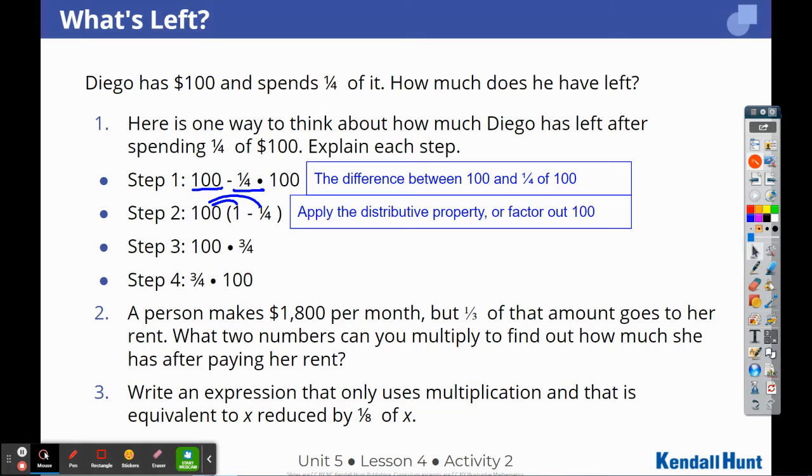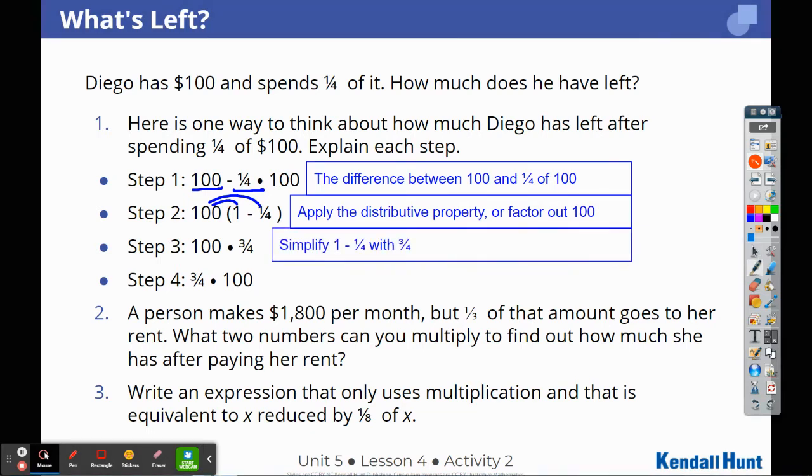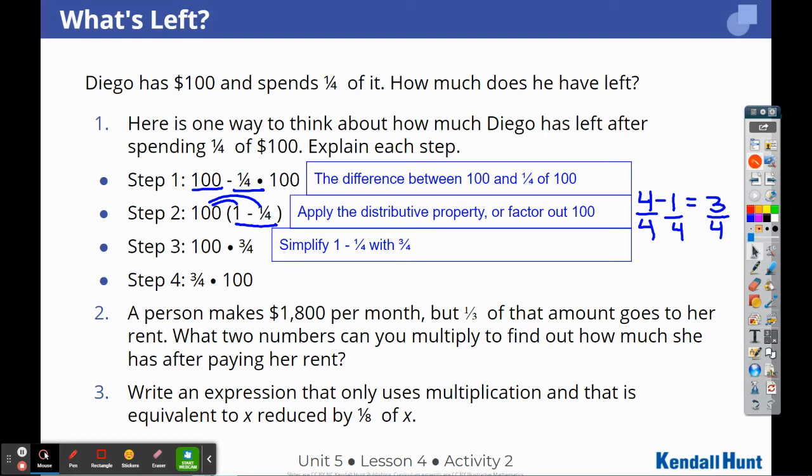The next step is to simplify the 1 minus 1/4. So 1 minus a quarter is 3/4. If you struggle with fractions, think about your part to whole. So the whole is on your bottom. So we have 4. So think 4 minus the numerator, which is 1, equals 3. So 4 out of 4 minus 1 out of 4 equals 3 out of 4. So there's your shortcut to solving fractions and figuring out what you need.